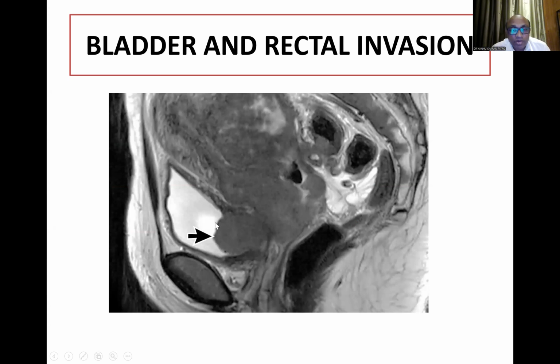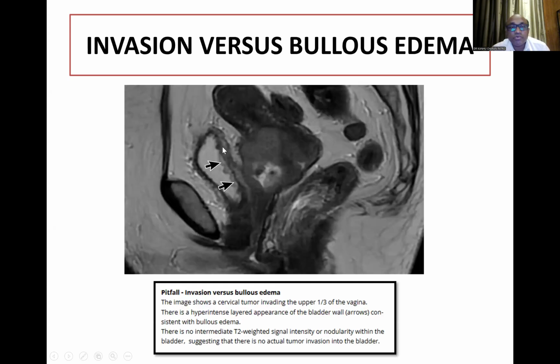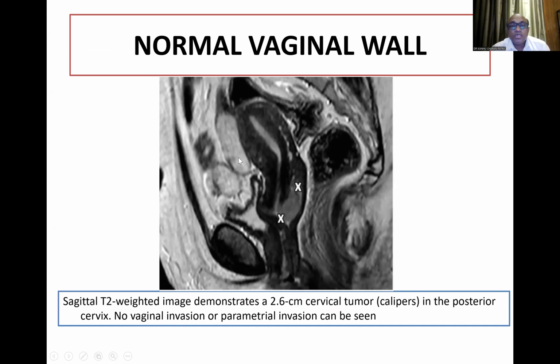You can see the bladder wall involvement, where the tumor is infiltrating the bladder. Here it is going to the rectum. But you have to differentiate between bullous edema and direct involvement. This is called bullous edema. There is no involvement. This is confined to the cervix.